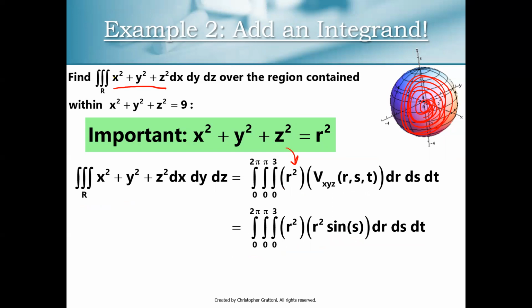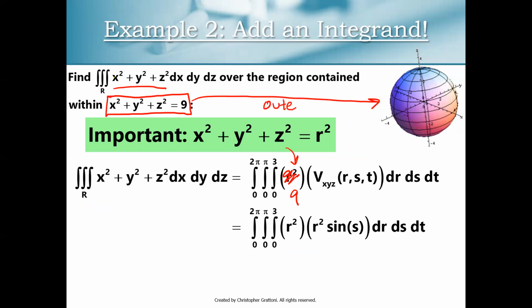The common mistake that I see is students who say, oh, x squared plus y squared plus z squared is equal to 9. So instead of putting r squared there, they'll put in 9. That's not correct, because x squared plus y squared plus z squared equals 9 is the outer skin of this region, right? That's the outer skin, the surface that bounds this solid region.